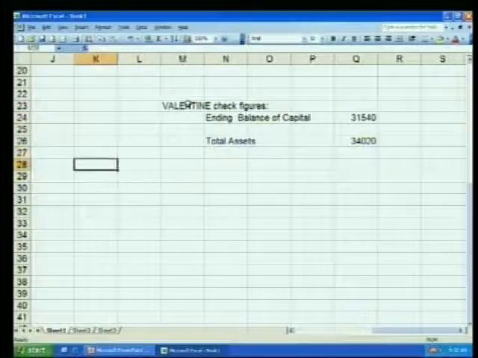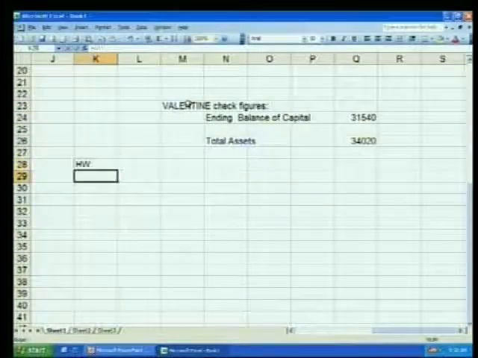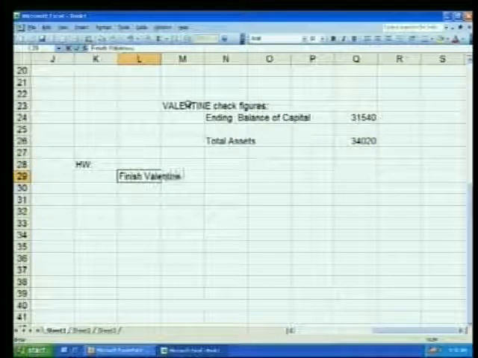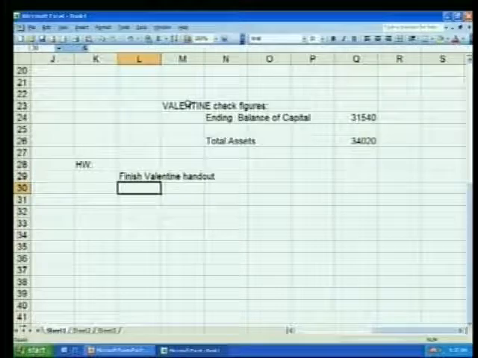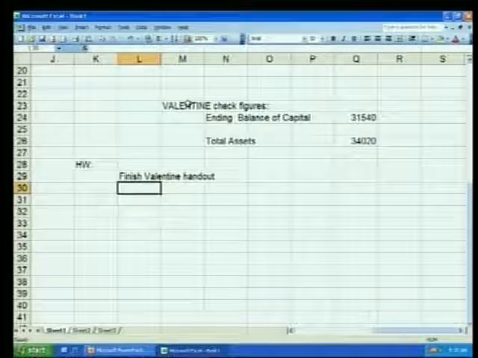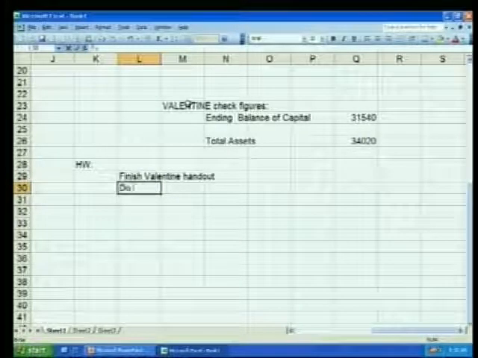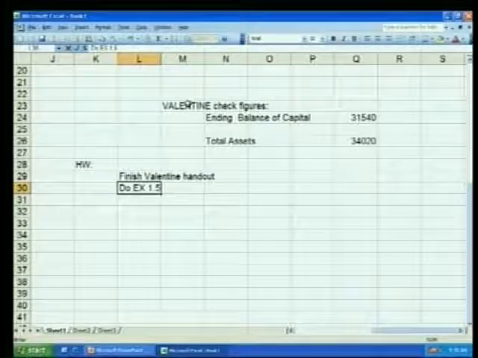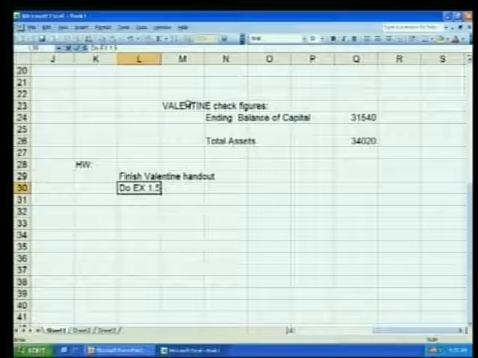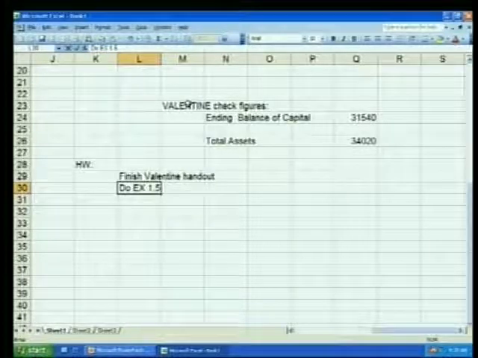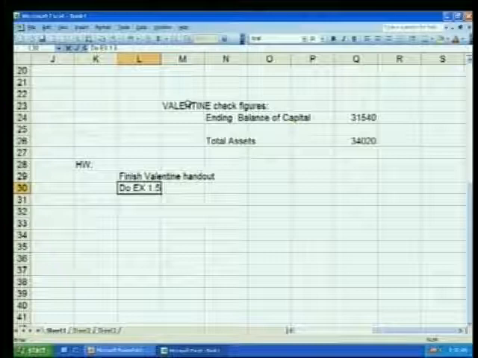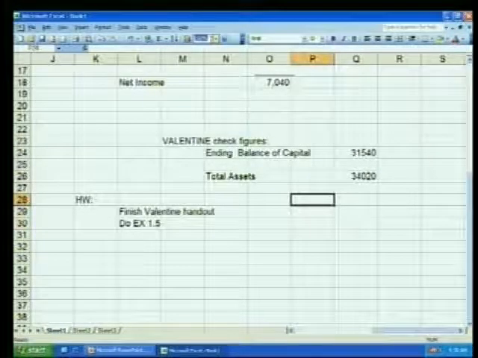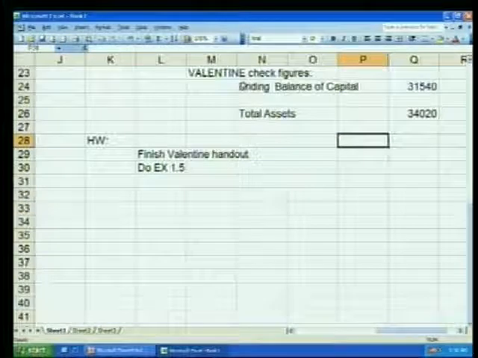Because what I want your homework to be is this: I want you to finish the Valentine handout, okay? I want you to do exercise 1.5. Now that actually has to do with the different forms of business. And I didn't sign that earlier. I looked over it and I kind of like it. So I'm going to go ahead and sign that one, okay? So I want you to do exercise 1.5. Maybe I can blow this up a little bit more so you can see it a little bit better.